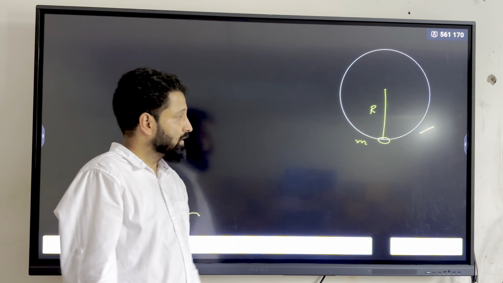So let's discuss this critical point. What is the criteria to cross this critical point? Here in this string there will be a tension T, obviously. This T is responsible for this body to complete the circle. The body is moving with speed u, so there will be a force mu square divided by r, the centrifugal force, which is always away from the center.